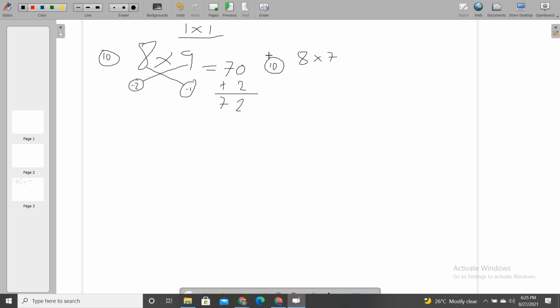Now let's come to the down part. Here my circle is drawn down there. I have another circle here. So 10, I know that 8 is less than this by negative 2, so I'll put my negative 2. Now this one, 7, is also less than this by 3, so negative 3.